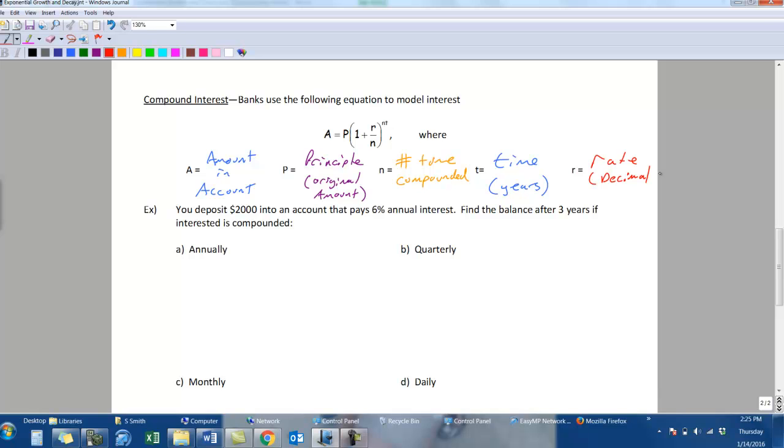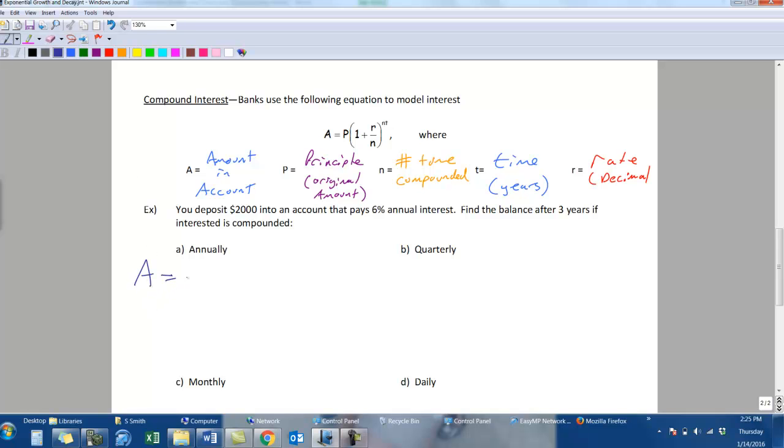So you got $2,000. You're going to put it in an account that pays 6%. If you find an account that pays 6%, you need to grab that thing right now in 2016. Tell you what. Find the balance after 3 years if compounded annually. So this is going to be y equals our initial amount, or excuse me, not y.